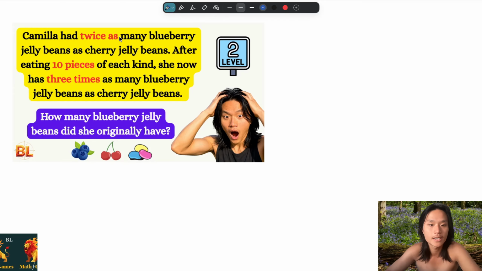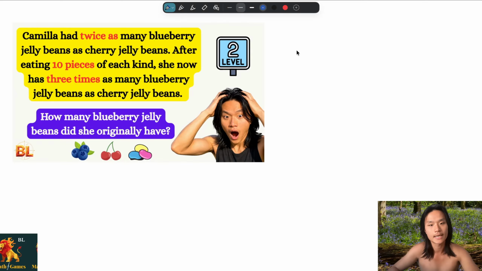Camila had twice as many blueberry jelly beans as cherry jelly beans. After eating 10 pieces of each kind, she now has 3 times as many blueberry jelly beans as cherry jelly beans. How many blueberry jelly beans did she originally have?